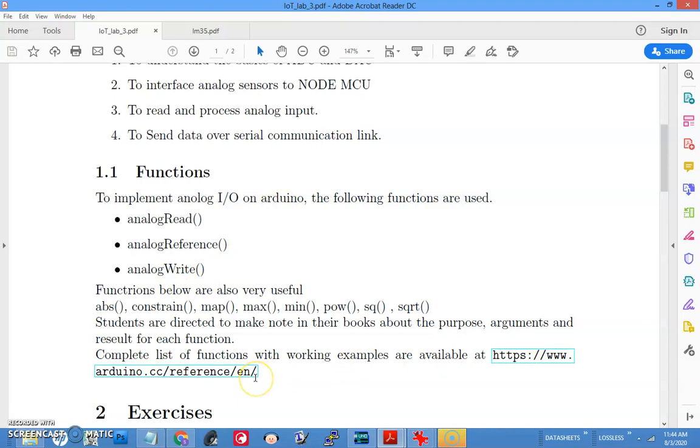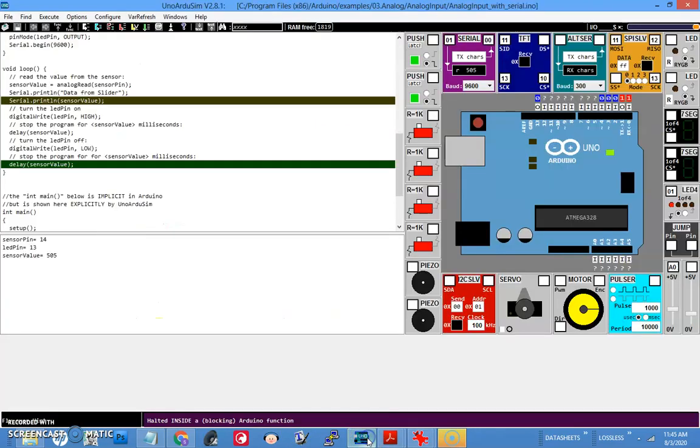If I start explaining all the things, then it will end up as a lecture session. Let us not attempt that. You will have to look at the map function, max function, etc., which will be operating on the value which you have read. Okay, now let's come to the simulator.